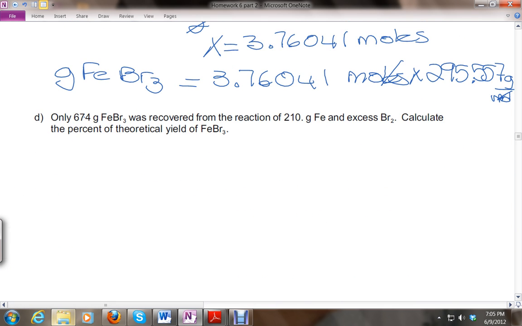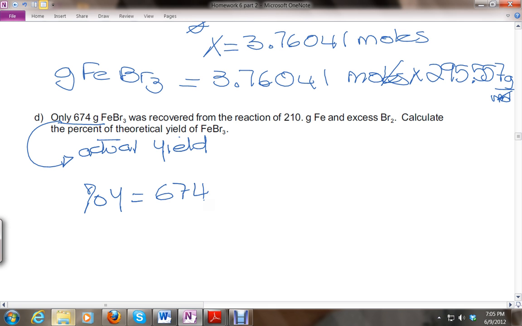Now, this 674, what is this? The actual yield. You have to learn how to read the problem. That's one of the most difficult things. Sometimes when I'm in class and I have to read a problem that I solved some time ago, I don't know how to solve it if I'm not paying attention, right?